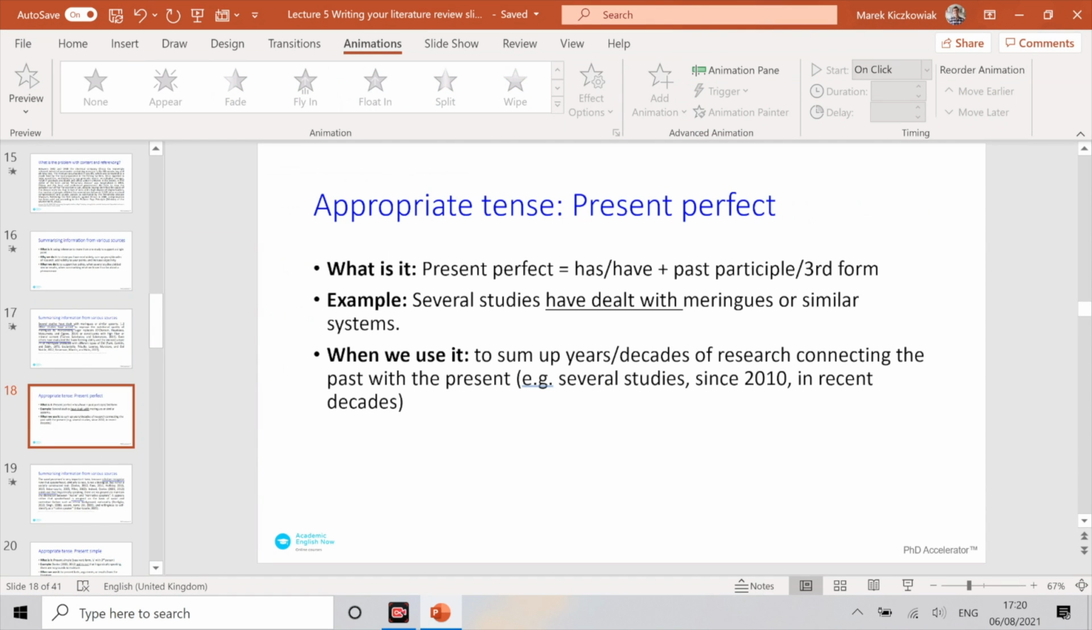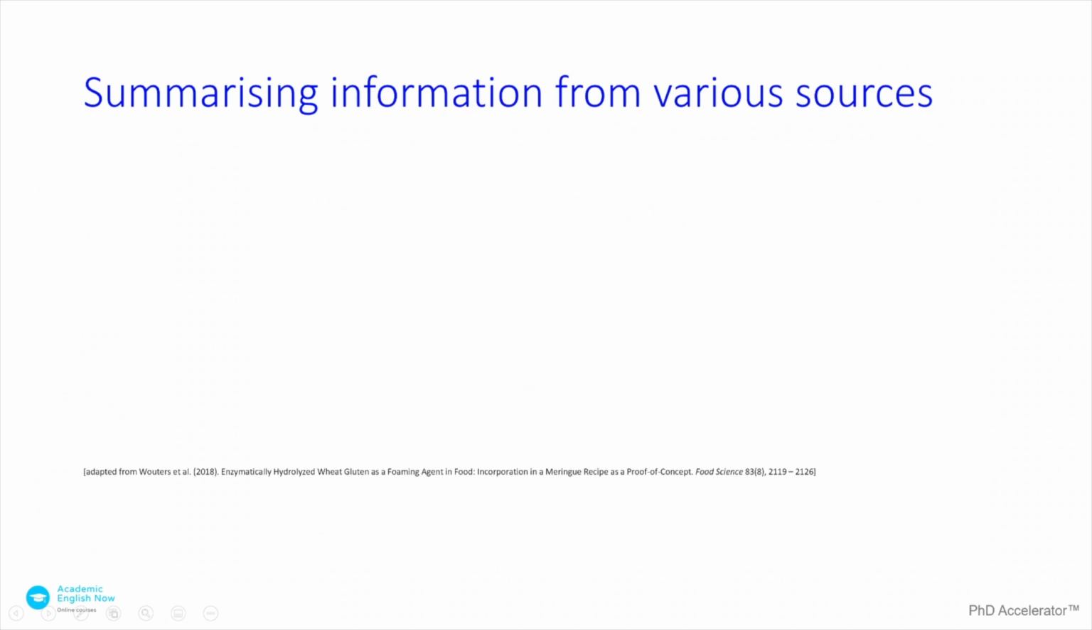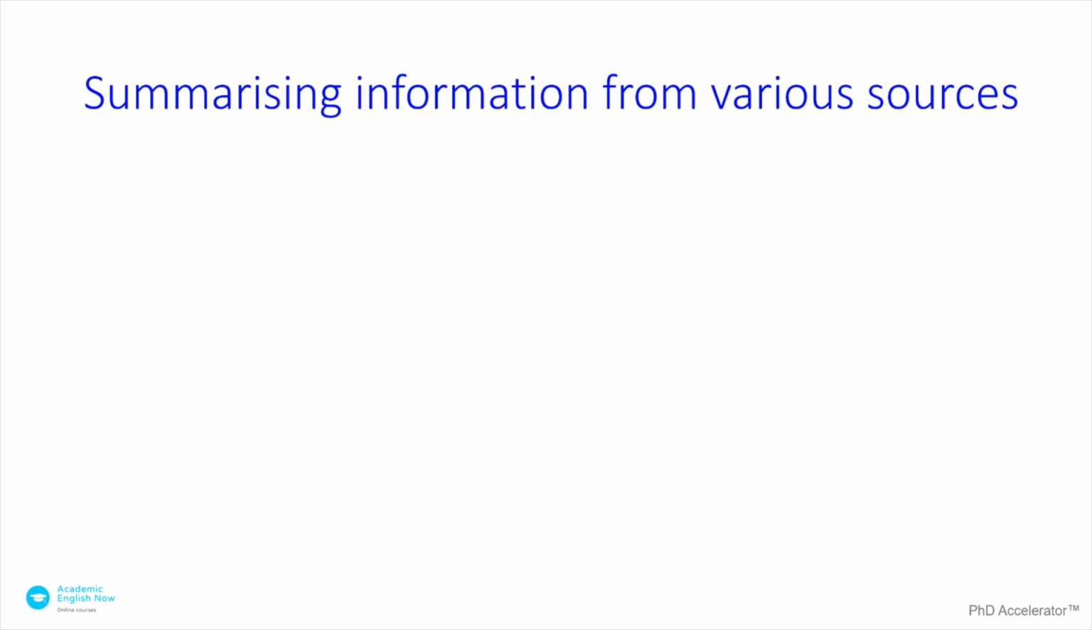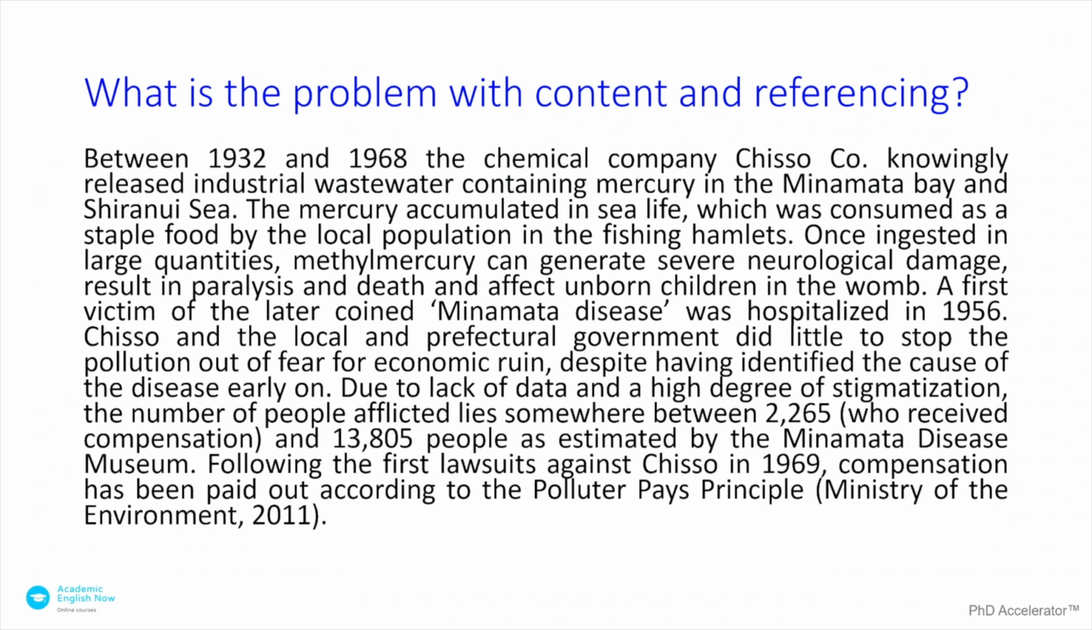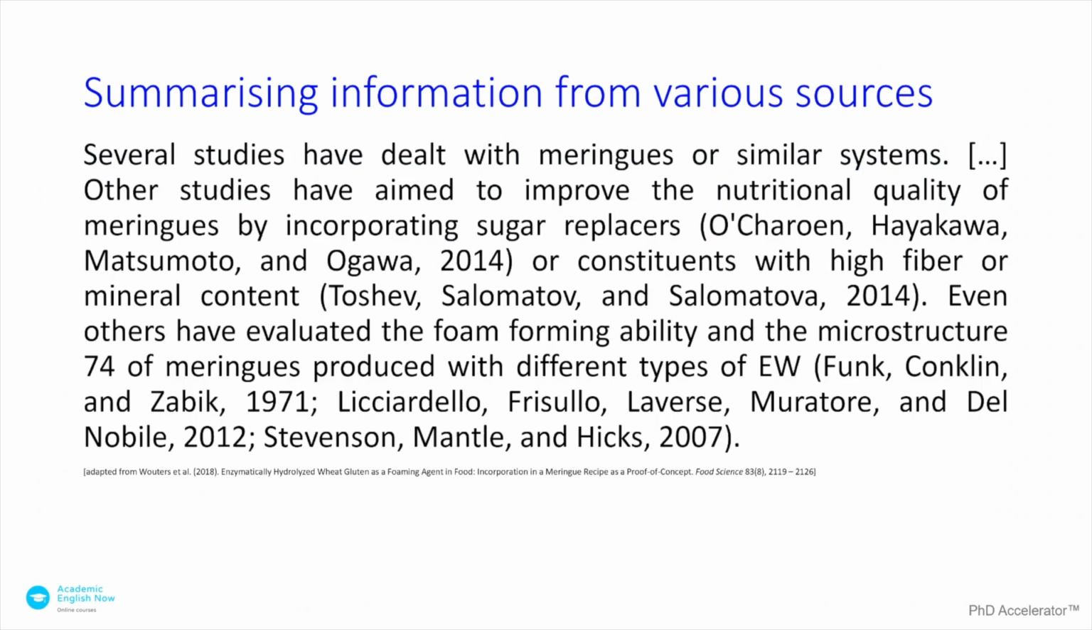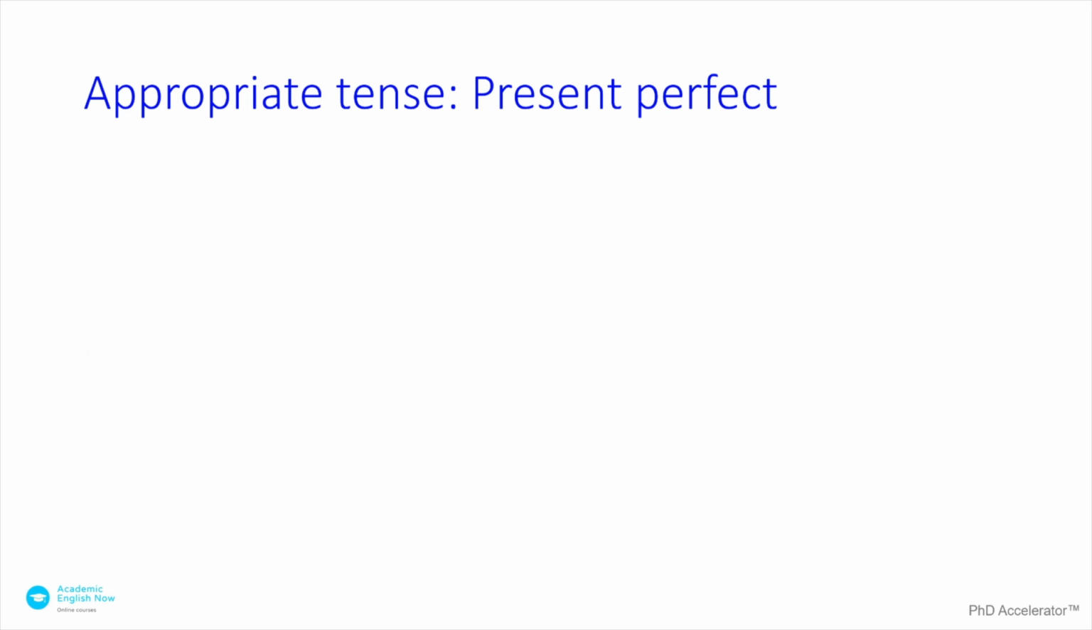And now in here, I want to draw your attention to one of the tenses that you can see, right, in here, that we had underlined, which was have dealt with, have aimed, have evaluated, right? And this tense is called present perfect, and it's very common in a certain aspect of the literature review.